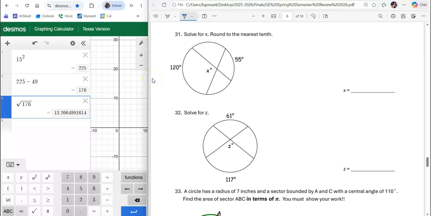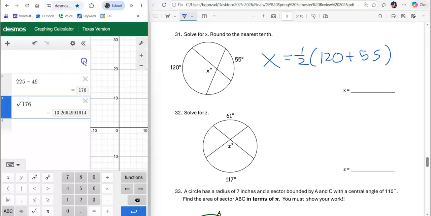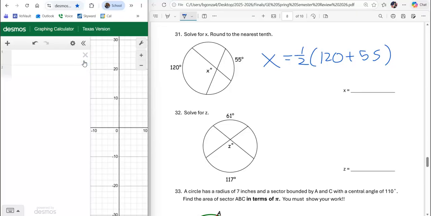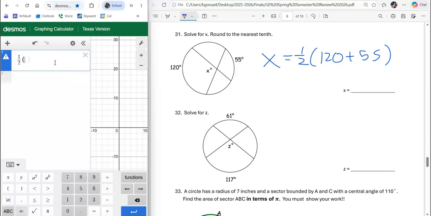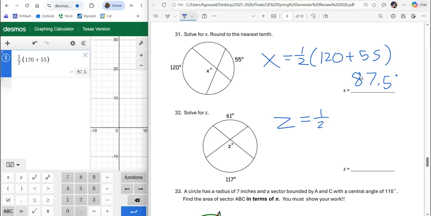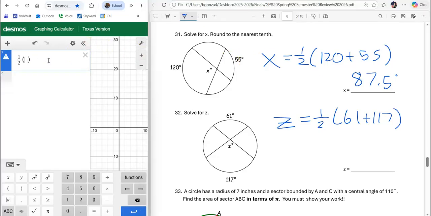Okay, interior intersecting chords give you an angle, and that is half of the sum of the intercepted arcs. 87.5. Same thing here. 89.